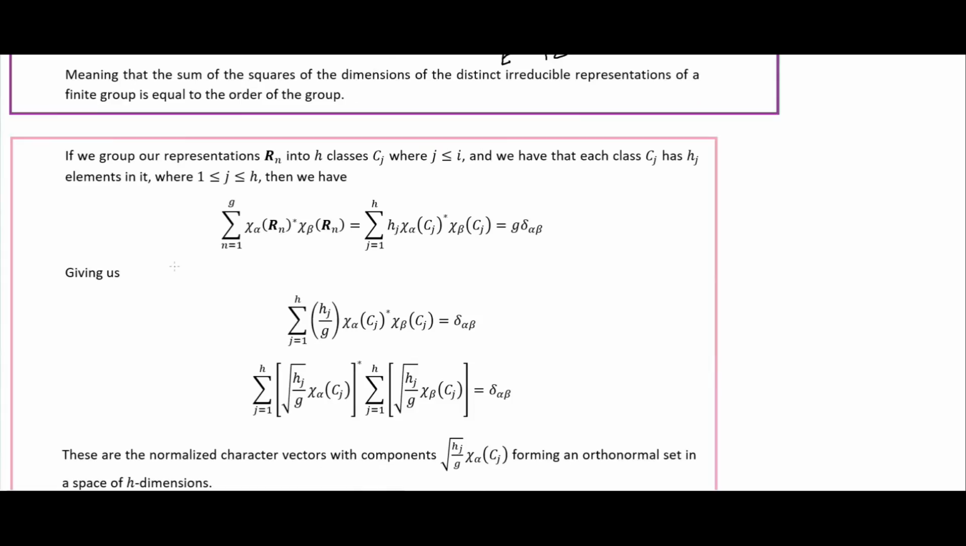All right, so changing gears again here. If we group our representations into H classes, which we will denote by C sub J, this should actually be an N right here.